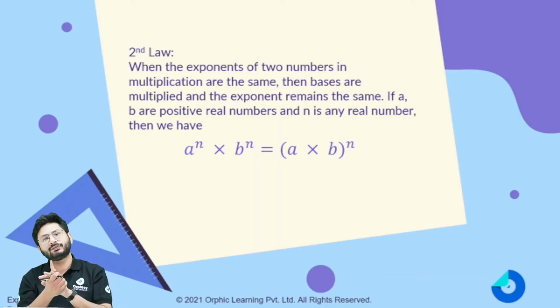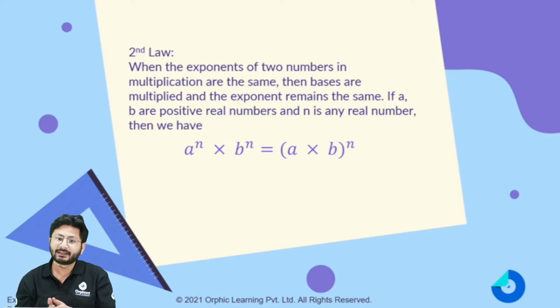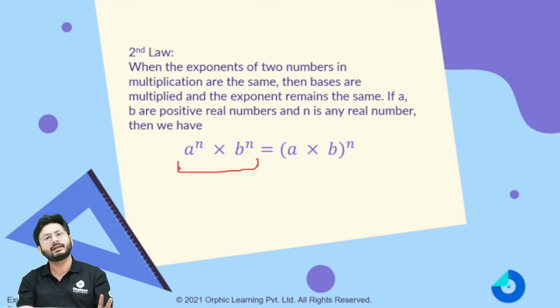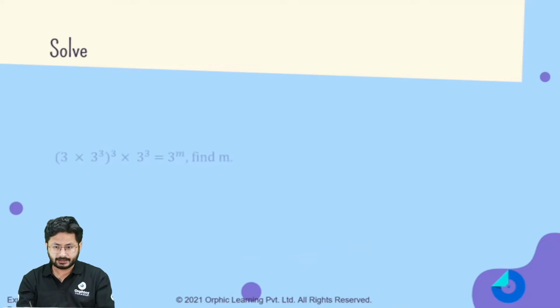So जो first law था उसमें the bases were same. सेकेंड लॉ में द एक्सपोनेंट्स आर सेम. ओके, तो जब एक्सपोनेंट्स सेम हो तो बहुत सिंपल सा लॉ है दैट एक्सपोनेंट्स को कॉमन ले लो. ओके, so it is quite easy to remember that a to the power n into b to the power n should be equal to a into b whole to the power n. एक आध क्वेश्चन करते हैं.